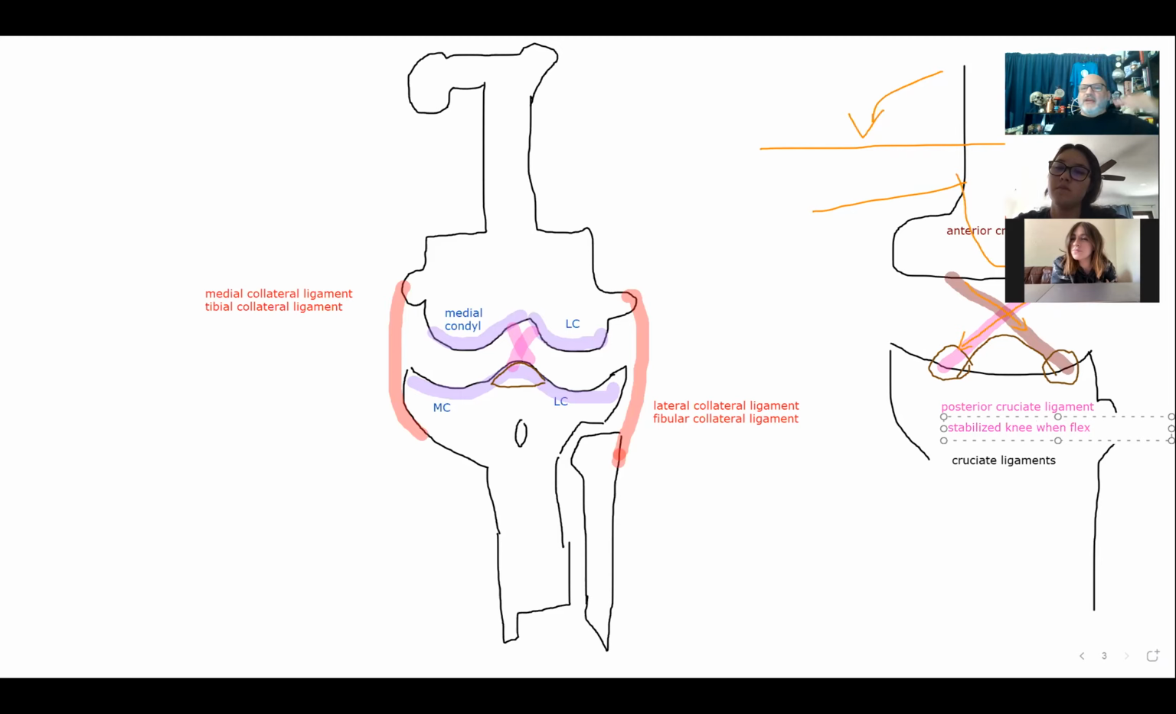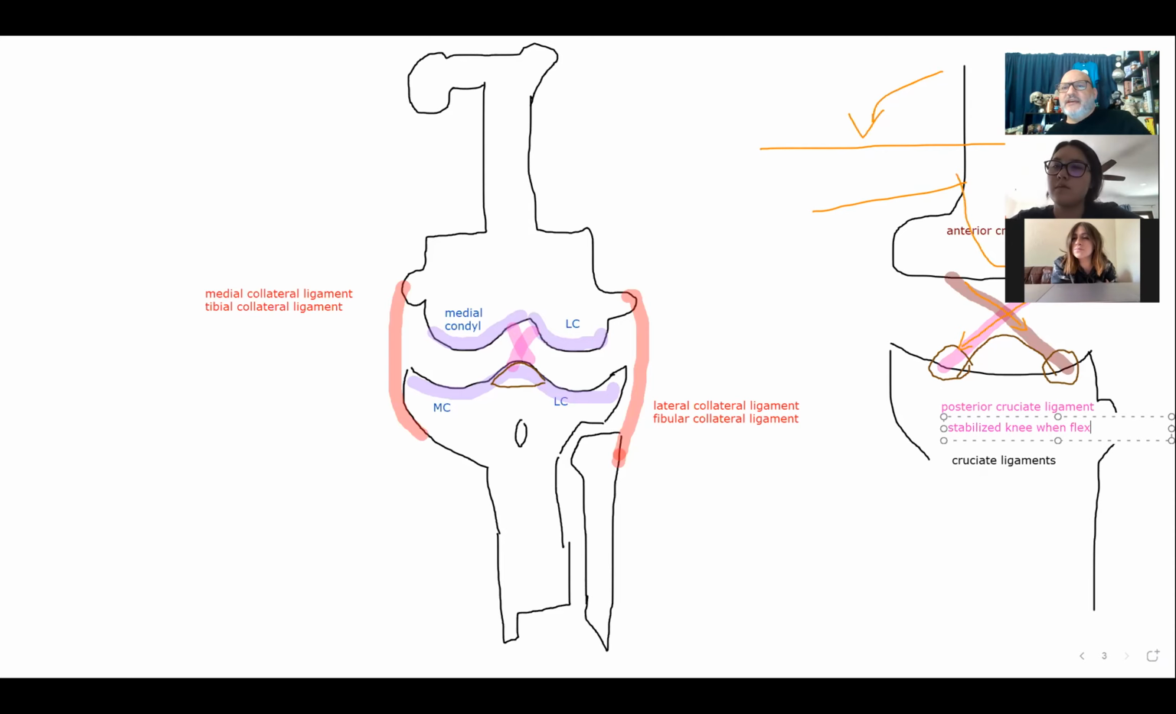Right? Think of it this way. If you're walking down the stairs and you bend your knee as you're walking down the stairs, all that force is coming forward on the knee. Do you want the head of your femur popping off the front of the tibia? No. So when it's flexed, that posterior cruciate ligament is what stabilizes it.